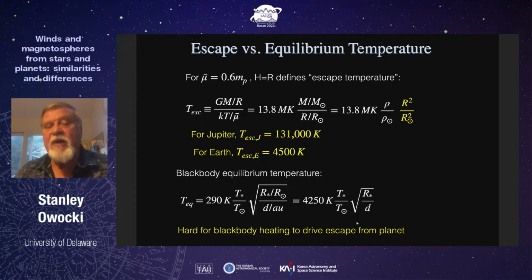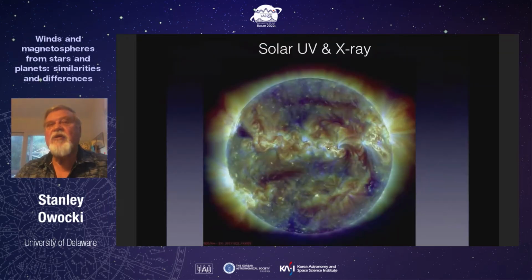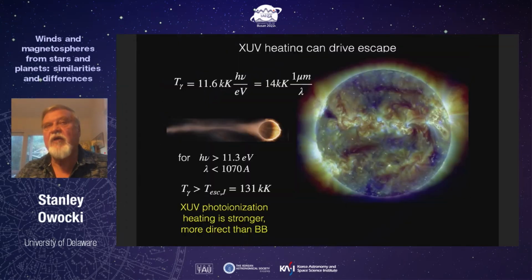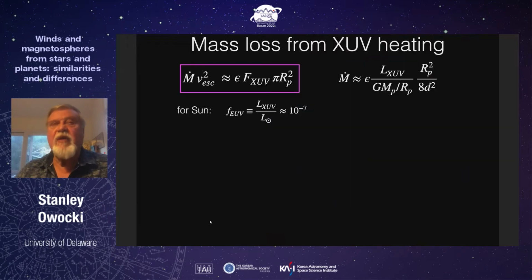And so the bottom line here is that just black body heating is not enough to drive escape from a planet. Instead, you have to utilize the fact that the coronae of these stars give off ultraviolet and X-rays, just as the sun does. And this ultraviolet and X-ray radiation can then heat gas to temperatures that can be hot enough to escape. And the key idea here is that X-ray and ultraviolet photoionization is a much stronger source of heating, more direct than black body radiation.